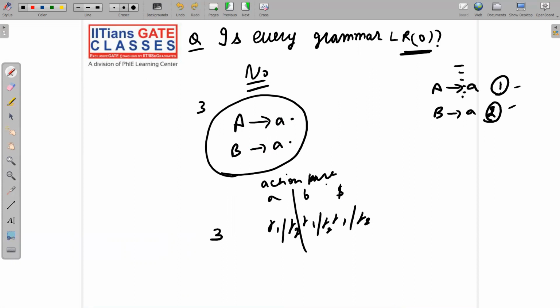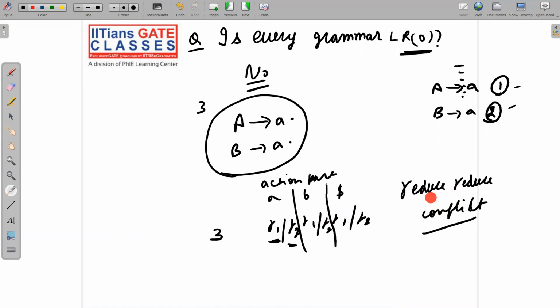So now the parser will get confused whether it has to take R1 or R2. This is known as a reduce conflict. When in a cell we have two or more reduce moves, then we have a reduce conflict. That will obviously create a problem for us because the parser will get confused. If such a situation arises, then we will say the parser is not LR0, or sorry, the grammar is not LR0.